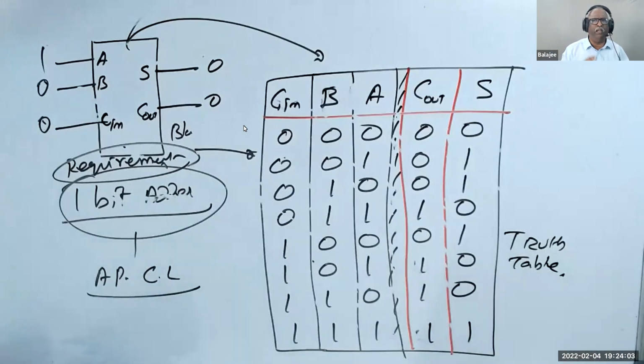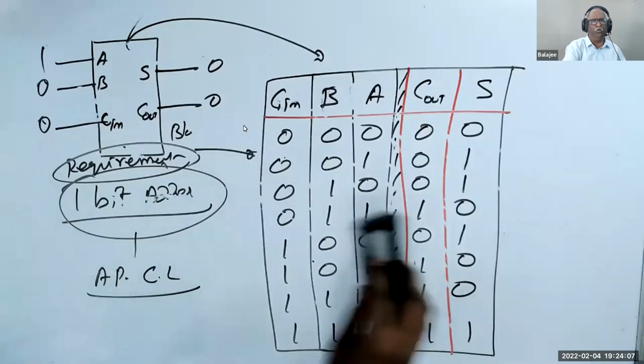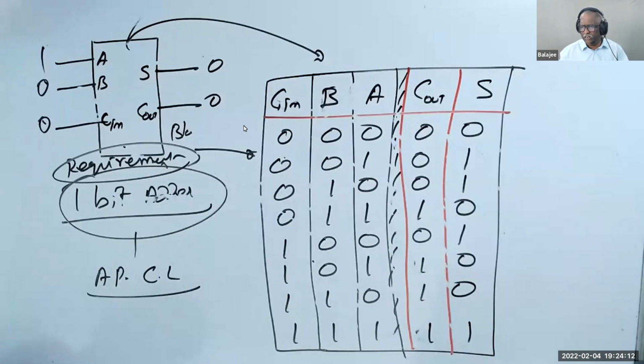I'm not using Karnaugh maps or anything. Please don't worry. The moment you see the table, I know you get upset, but I'm not going to do that. Do you understand this? If anybody doesn't understand, let me know here. Please.